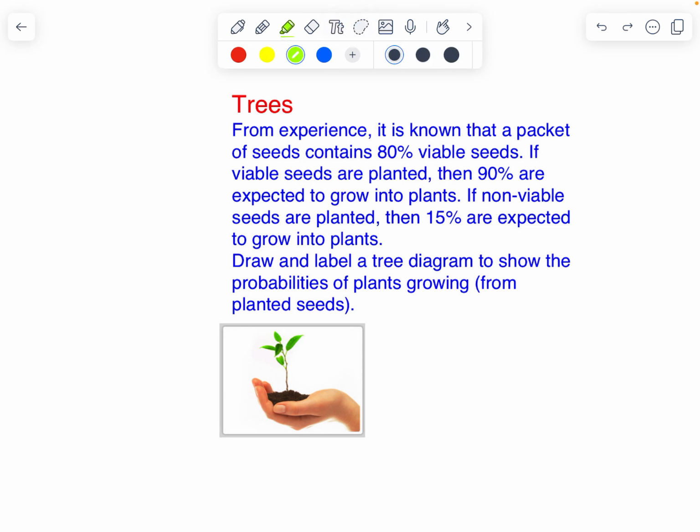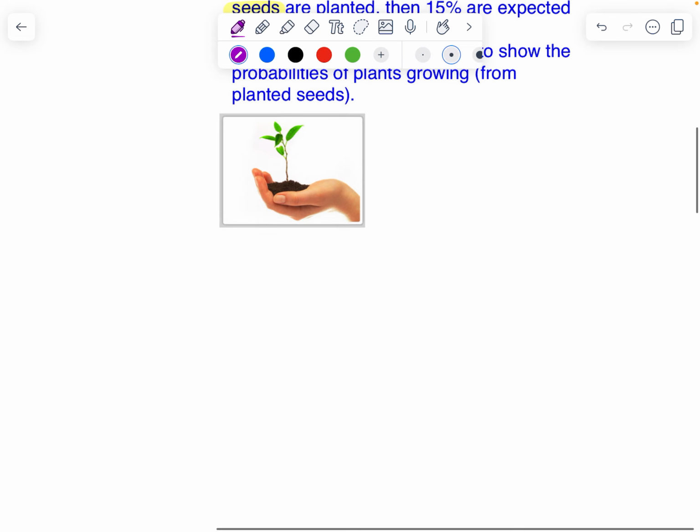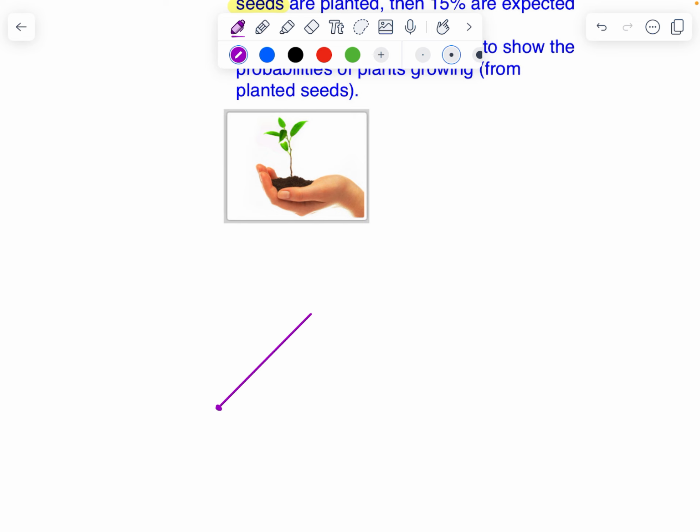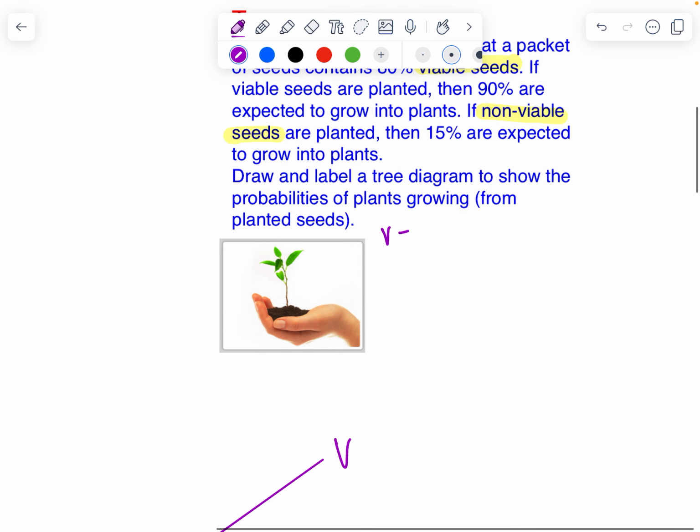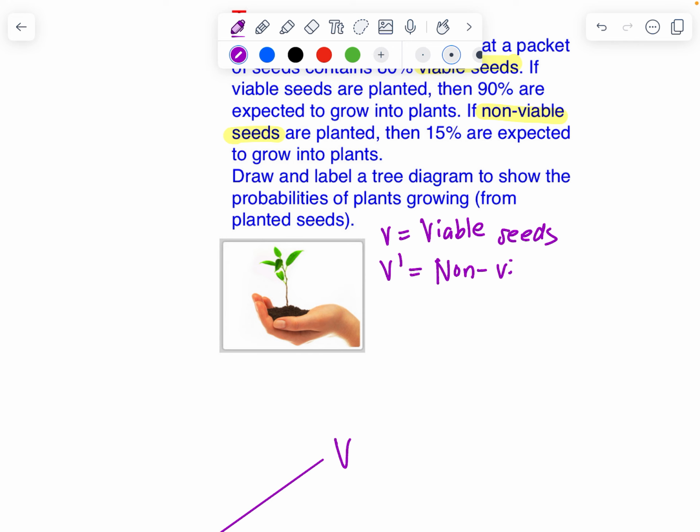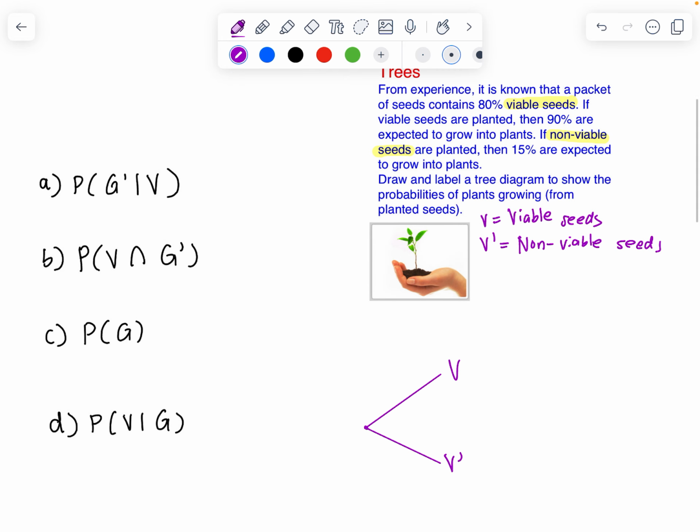So there's two things happening here, right? You either get a viable seed or you get a non-viable seed. So in a tree diagram, you want to draw that, right? You either get a viable seed or a non-viable seed. And let me just quickly define those variables. V represents viable seeds. V prime, non-viable seeds.